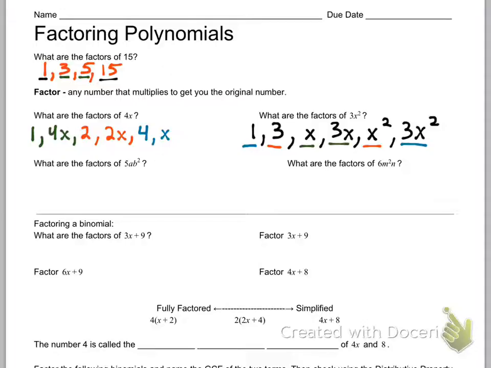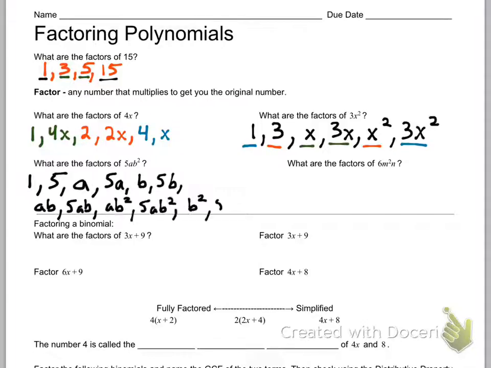It gets a little more complicated. You notice the factors of 5ab squared are all of these, and I'm going to go through and just check real quick to make sure I got them all. You can kind of see a pattern in there. Notice the coefficients always have 1 and 5, and so that pattern repeats over and over. A common thing is to miss one of these, but if you go through and check, you should be able to easily identify which one you're missing. So let's just make sure.